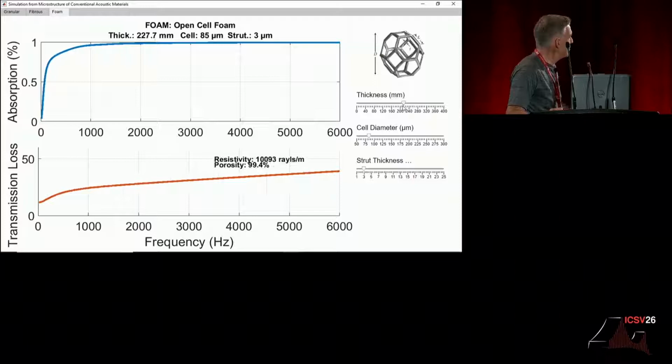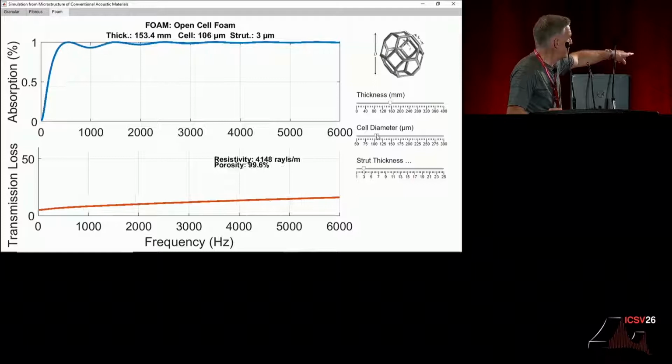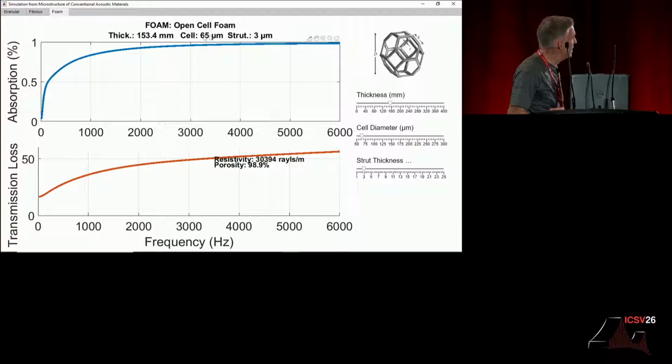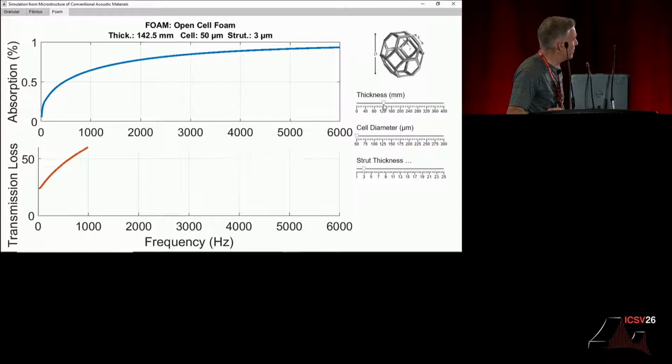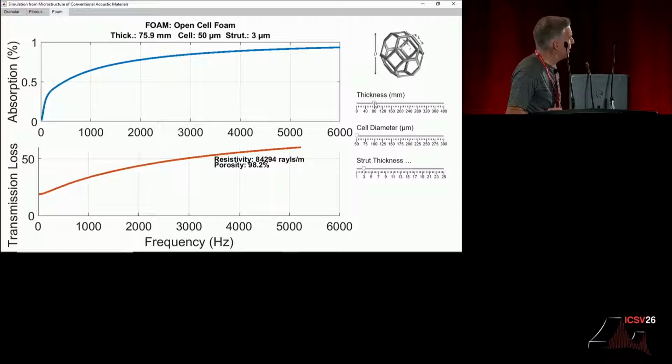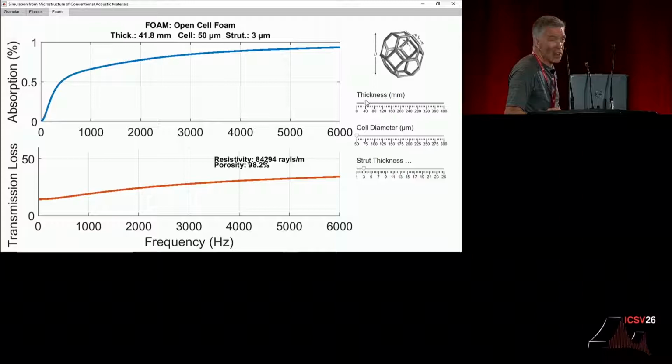If I play with the resistivity, you will see that the major point here is, for instance, if I use smaller cells, it means higher flow resistivity. The limit of absorption is then very reduced in terms of thickness. So I use 80 millimeters of thickness here, or 40 millimeters, it's about the same, but twice the thickness is a loss in terms of cost.